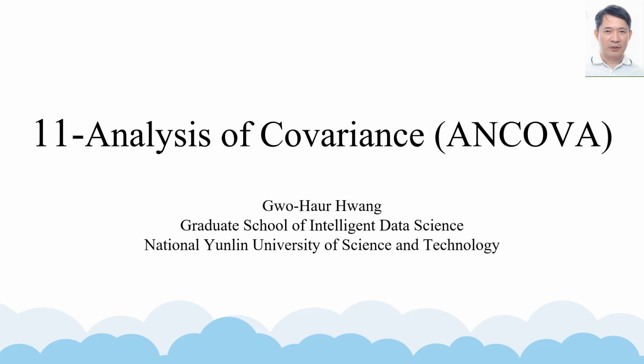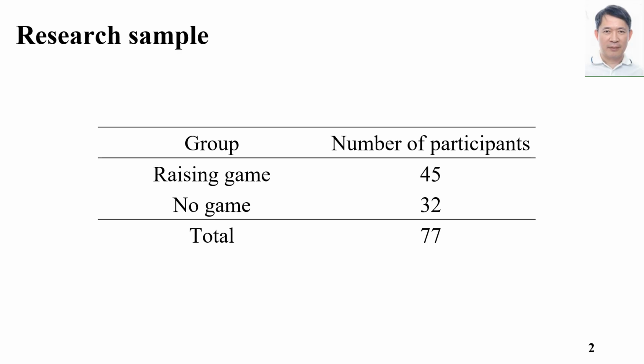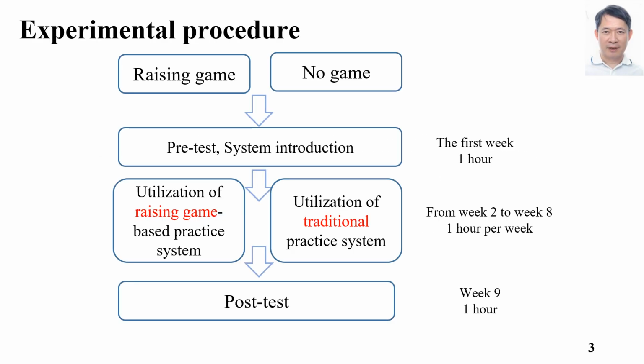Today I'm going to introduce to you Unit 11, which is about one-way analysis of covariance, ANCOVA. The example we are analyzing this time consists of 45 participants in the raising game group and 32 participants in the no game group.